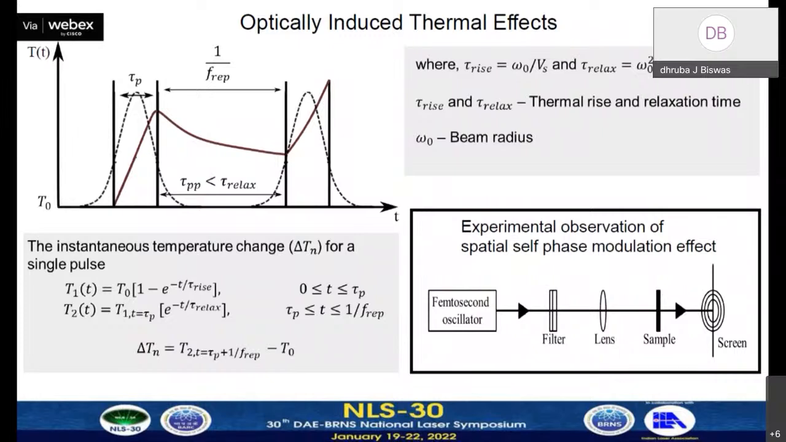As seen in the last figure, the spatial cell phase modulation effect is experimentally investigated by looking at the far field diffraction pattern of a high intensity beam when it passes through the sample. This diffraction pattern is the combination of the optical as well as thermal nonlinear effect.